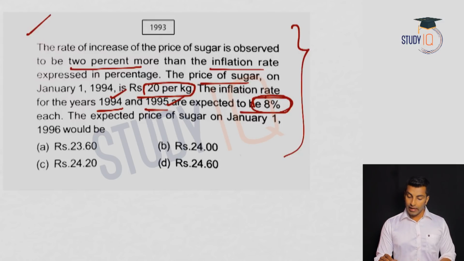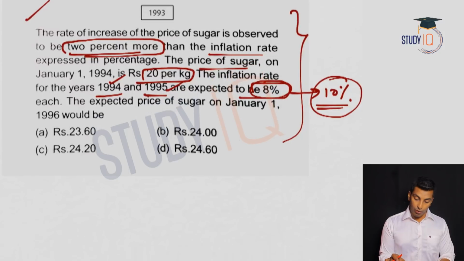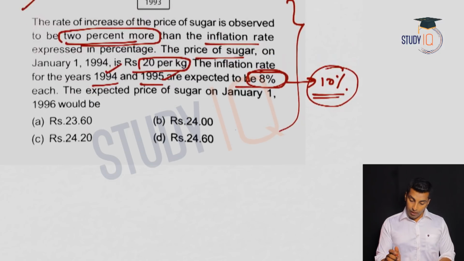So what will be the increase in sugar rate? It will be 10% because it is 2% more. Okay, so in 94 and 95, since inflation is 8%, the sugar rate will increase by 10%. So 10% increase in both years. So what is given? The price of sugar on Jan 1 94 is given, and what they're asking is the expected price of sugar on Jan 1 96. Okay, so what will be the answer?